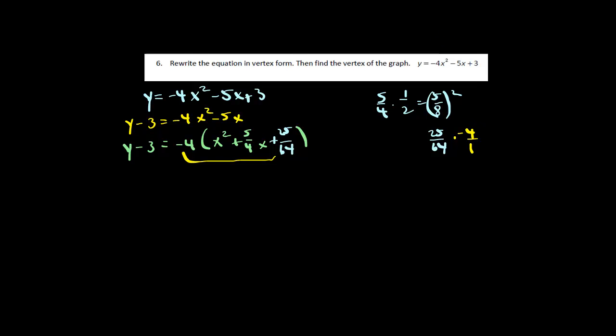So if I do that, the 4 and the 64 cancel. So then I end up with -25/16. So really what I'm doing is I'm subtracting 25/16, because when you multiply -4 by 25/64, you get -25/16. So in order to add these, I have to get common denominators. So -3/1 minus 25/16. I'm going to get 16ths here.